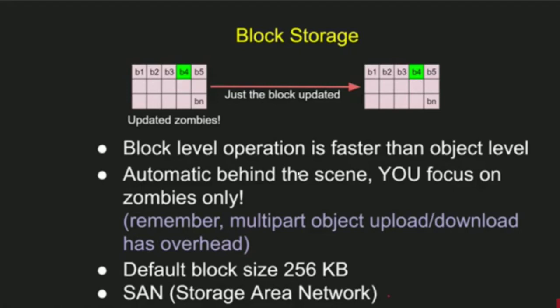Automation behind the scenes: in file storage, we have to organize and split up our files, but in block storage, the SAN, that is the storage area network, manages it. The default block size is 256 KB, that is, each block contains 256 KB of data.